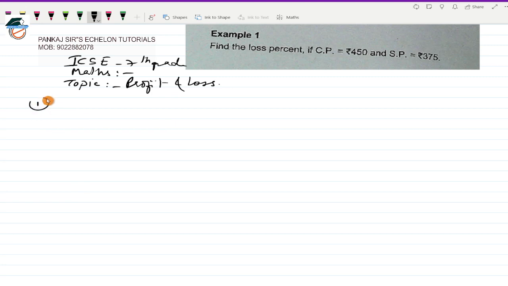Example number 1 says: find the loss percentage. The loss percentage is question mark if the cost price is given as rupees 450 and the selling price is given as rupees 375. So with this information, we can use a formula.